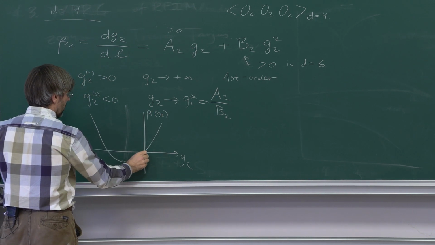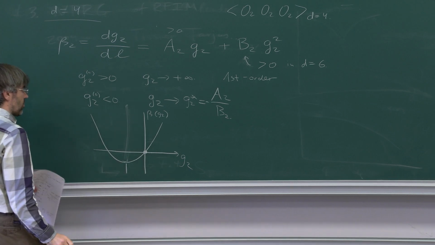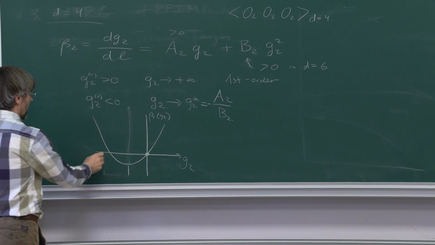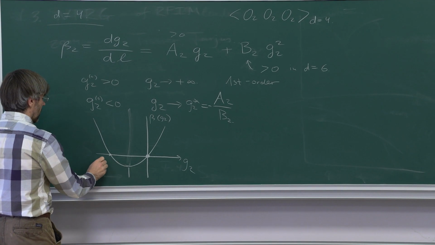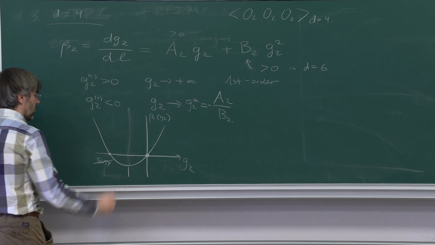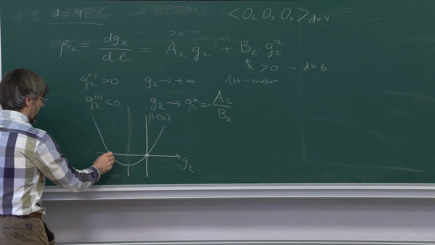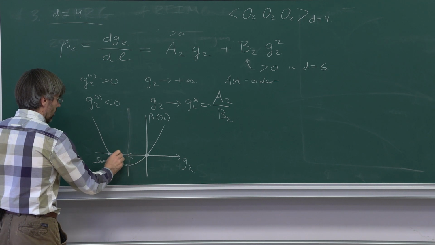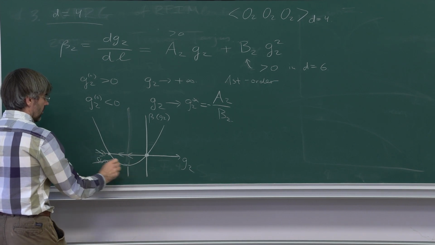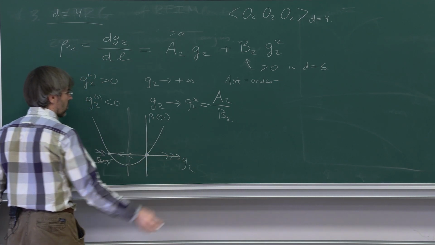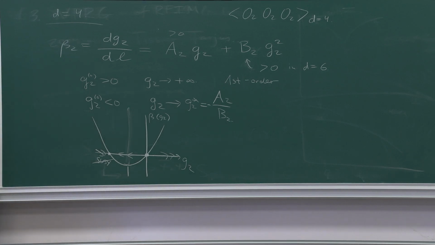And so you have the supersymmetric fixed point, of course, where G2 is 0, and you have this non-supersymmetric fixed point where G2 is negative. And you have this RG flow. And this supposedly leads to a first order phase transition. That's the simplest assumption.